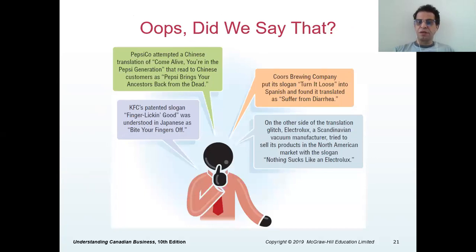These are the funny things. Sometimes an international company translates things and it doesn't work, because the ethnocentric, the cultural part of it, is different, so they look at it differently. For example, Electrolux, which is a Scandinavian vacuum manufacturer, tried to sell its product in North America. Their slogan says, "Nothing sucks like an Electrolux." For North Americans, it means nothing is as bad as Electrolux. So you can look at these, they're funny in a way.